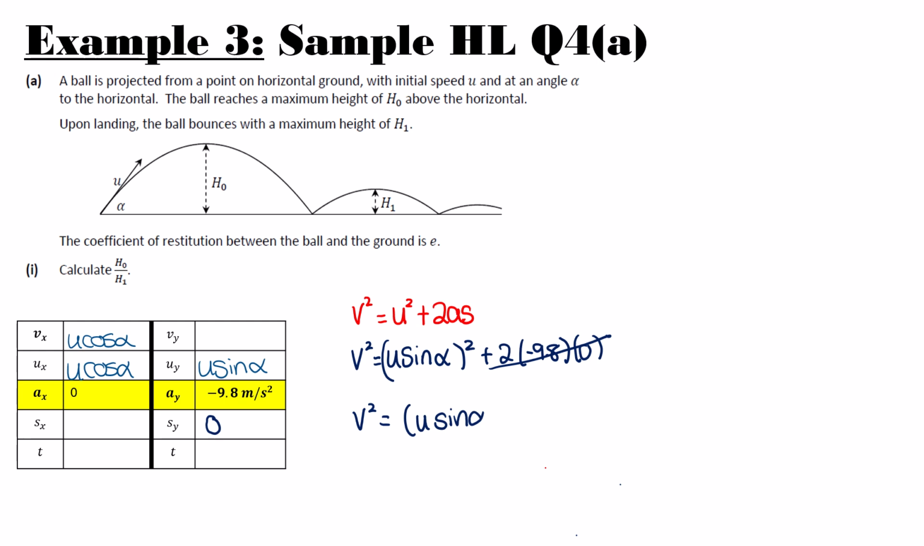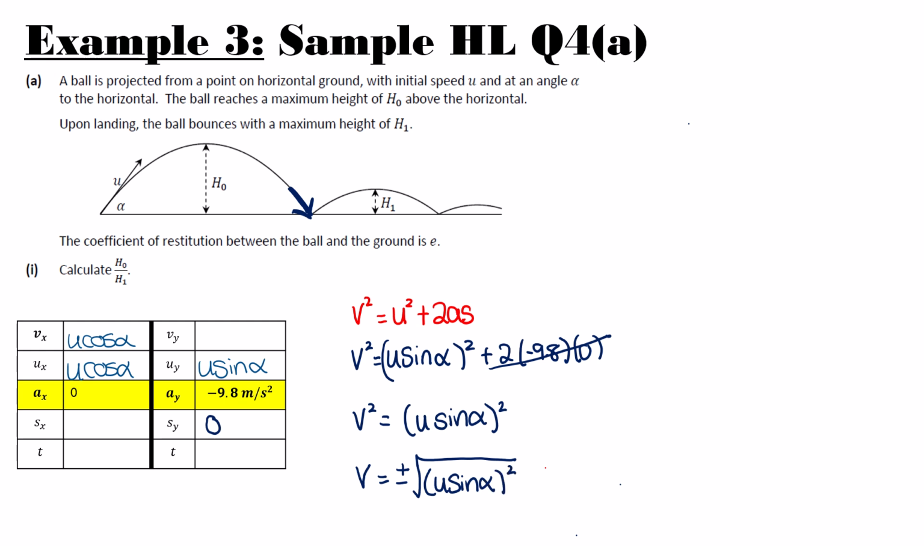Now, a very common error here will be simply to get rid of the squares or square root both sides, which is half correct. Think about where we are at. We're on the way down. So it's really important to understand that in a y direction, that velocity is negative. So what we really have is the plus minus square root of (u sine alpha) squared.